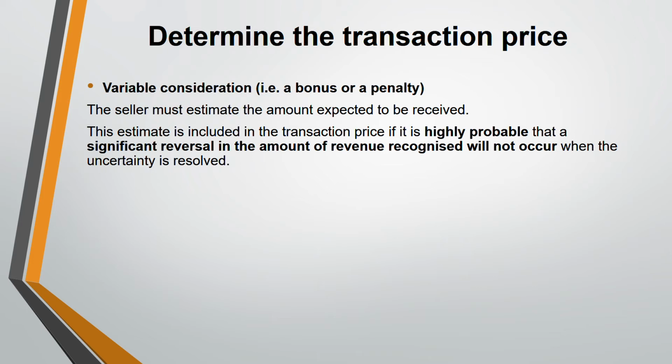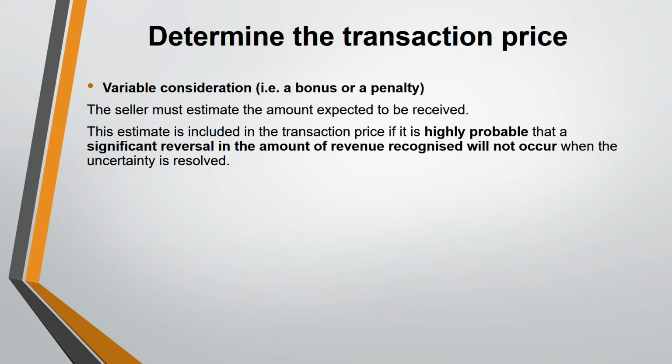But remember, there's one condition attached to this. If you are taking variable consideration, this estimate is included in the transaction price only if it is highly probable that a significant reversal in the amount of revenue recognized will not occur when the uncertainty is resolved. What does it mean?